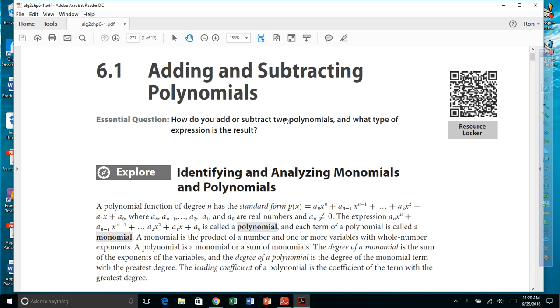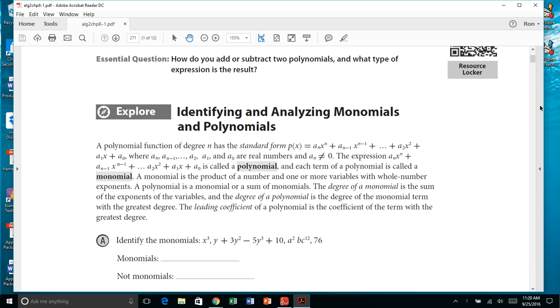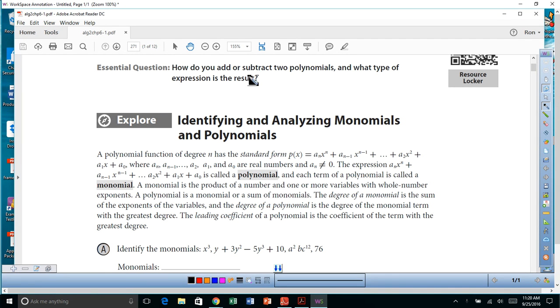You add or subtract two polynomials, and what type of expression is the result? You add or subtract two polynomials by combining like terms.